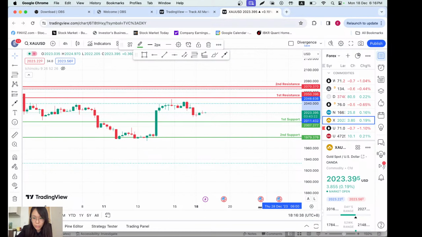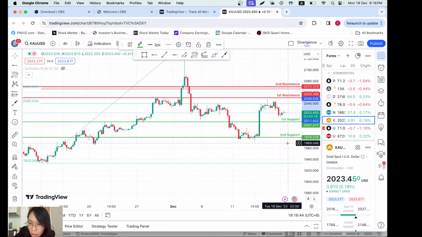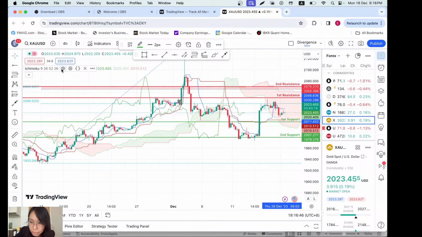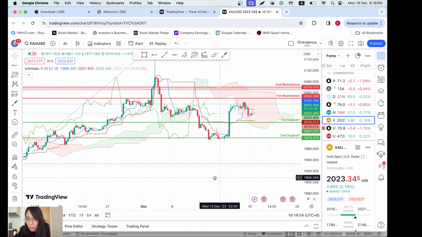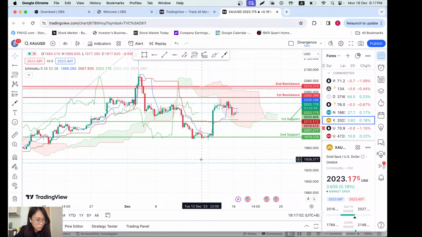Okay, let's take a look at the H4 chart. On the H4 chart, you can see that the price is actually in the Ichimoku cloud. It looks like it is turning a little bearish, but we can monitor.